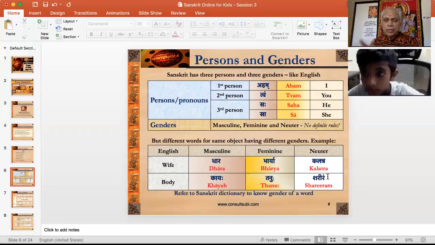We will see how it changes. So, aham, tvam, saha, sa. Remember these 4 words. I, you, he, and she. Those are the 4 simple words. Very easy to remember. Okay. Let's go to the next one.